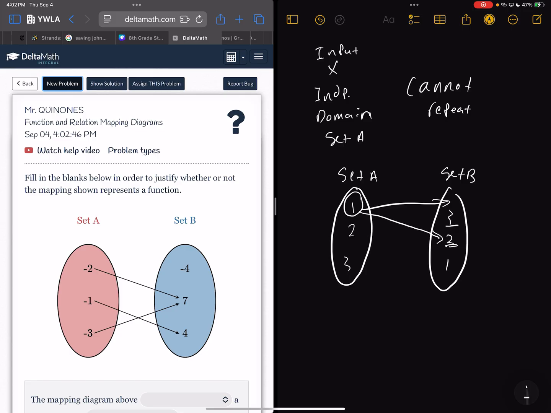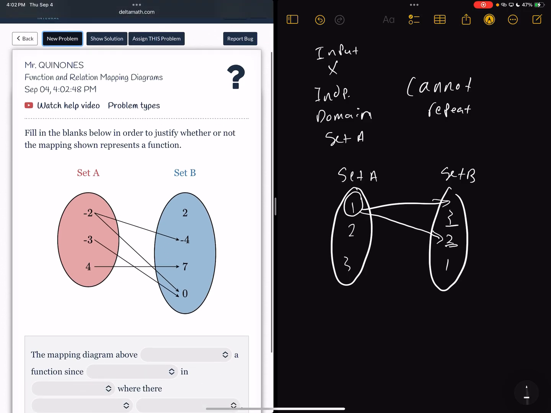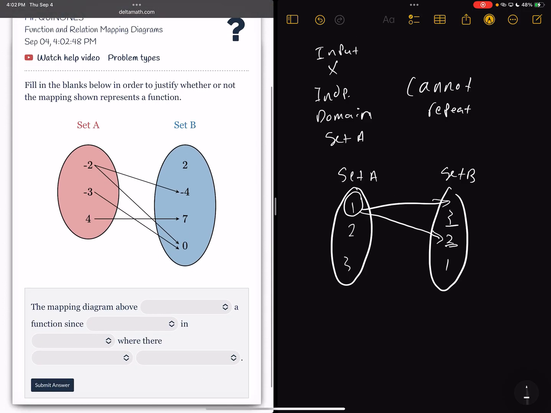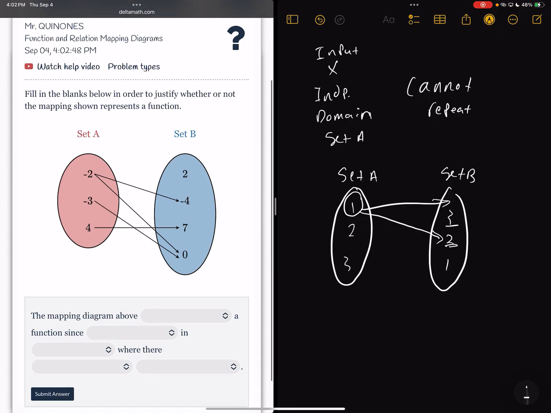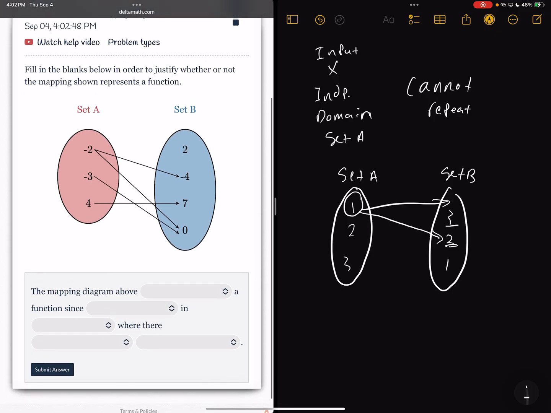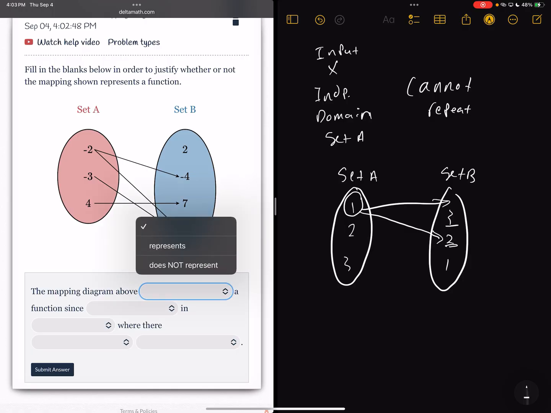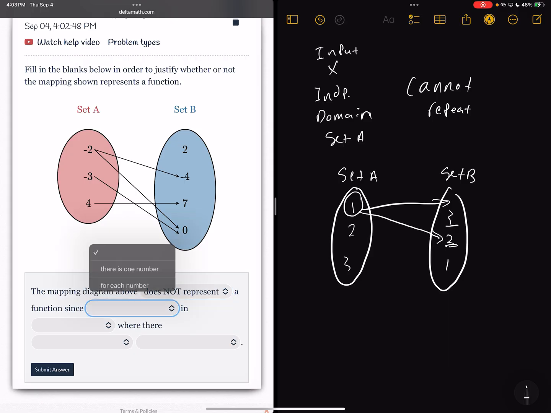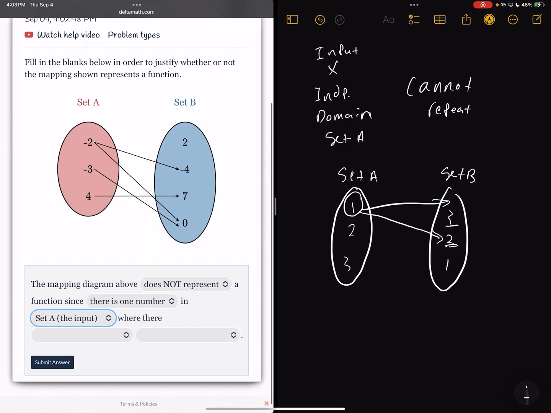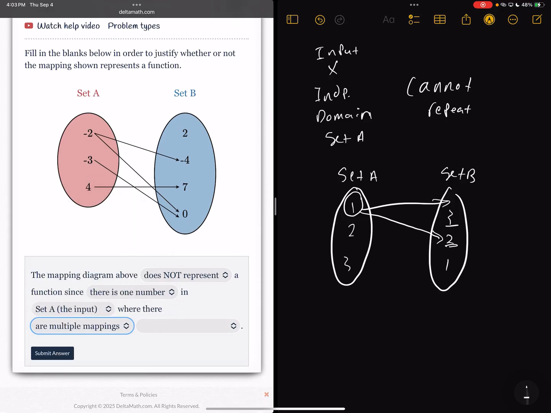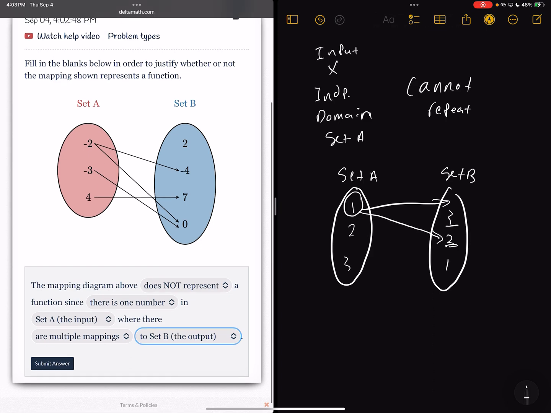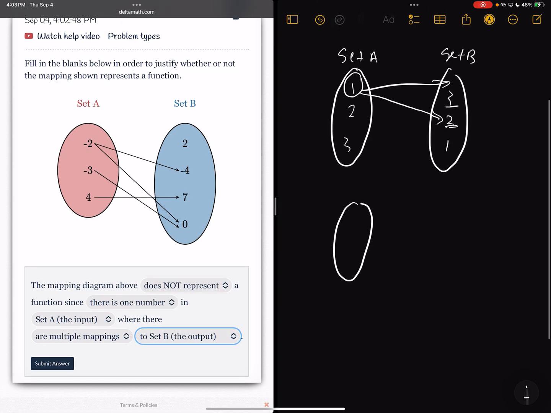Let's do another one like this one. So what are we noticing here? That at -2, that value here, there are two outputs, -4 and 0. Because of this, this does not represent a function because there is a number in the input A where there are multiple mappings to the output, set B. Right? We see that in our example.